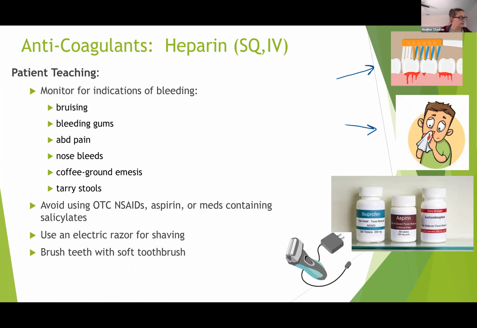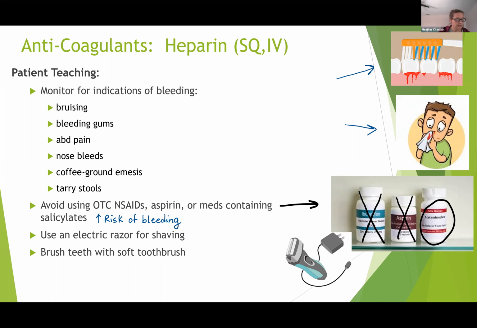So they need to avoid using over-the-counter NSAIDs like ibuprofen, aspirin, or any meds containing salicylates. It's better to use acetaminophen, because these are going to increase your risk of bleeding. So you would use acetaminophen. Although acetaminophen does have some anticoagulation effects with other medications, so we'll talk about that later. But for heparin, it's okay to use acetaminophen for pain control or fever control.